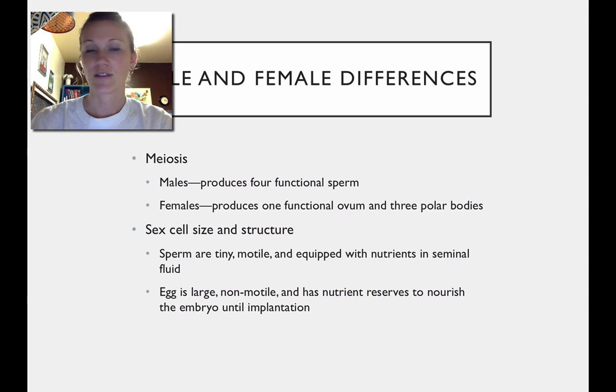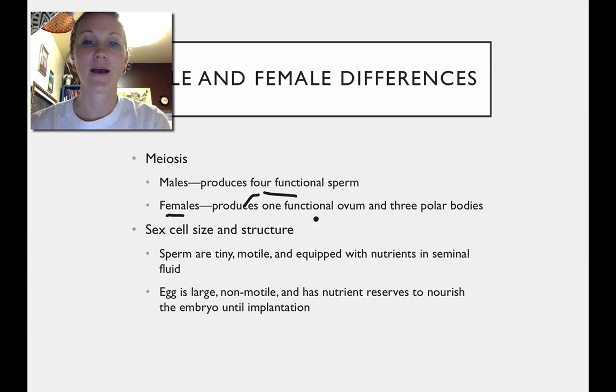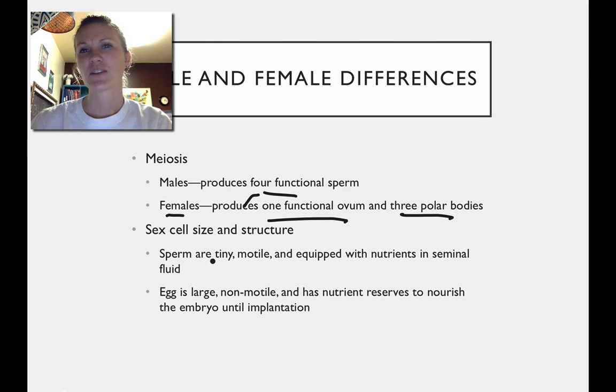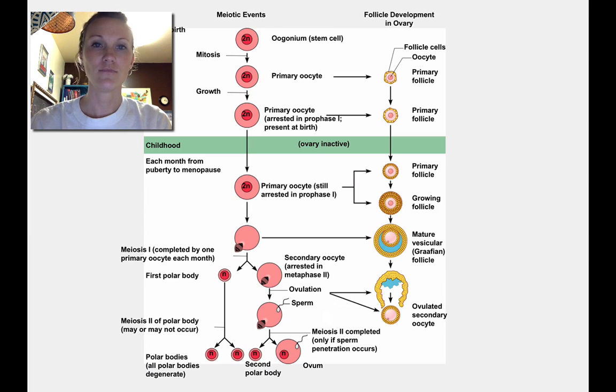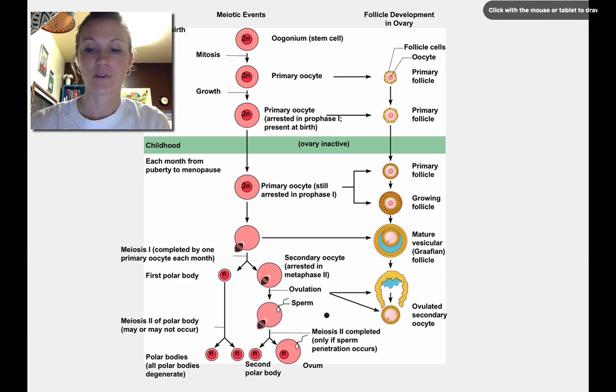The difference in meiosis is that males will produce 4 functional sperm as the result of that process, whereas females are going to produce 1 functional egg and 3 polar bodies. There are also some differences in sex cell structure. Sperm are very small, they're motile, and they're equipped with nutrients and seminal fluid. The egg, on the other hand, is really large. It doesn't move around, and it has nutrient reserves to help nourish the embryo until implantation occurs. Here are some diagrams of the actual reproductive system and meiosis occurring.